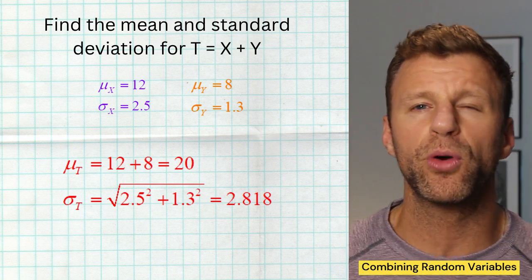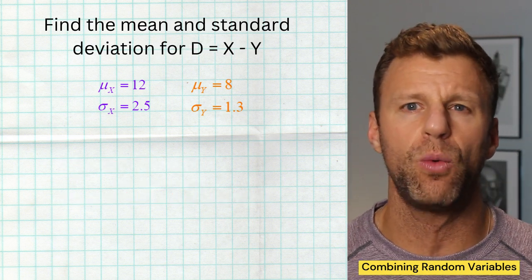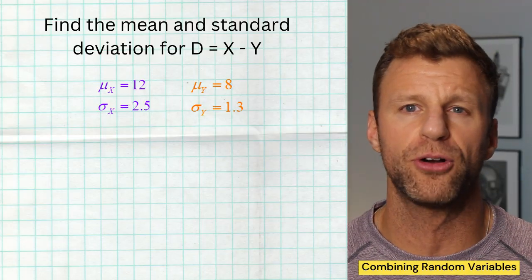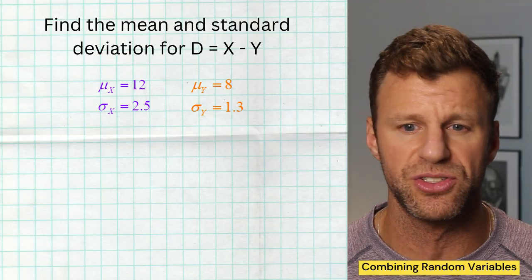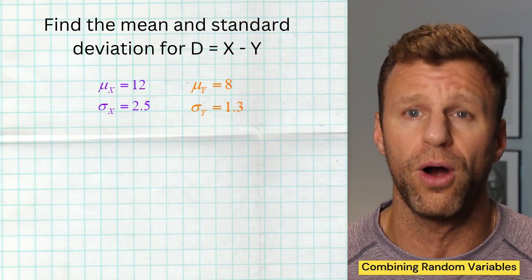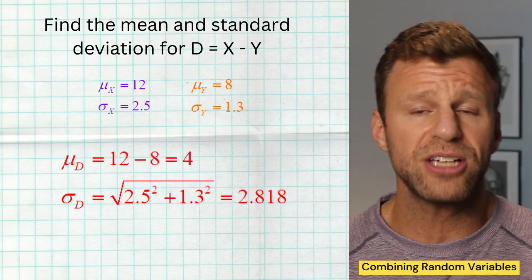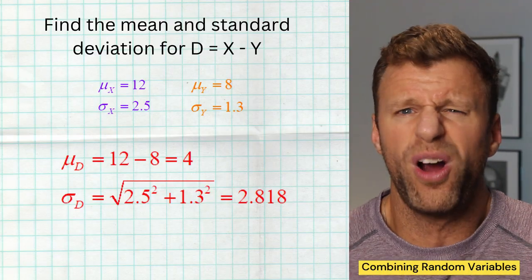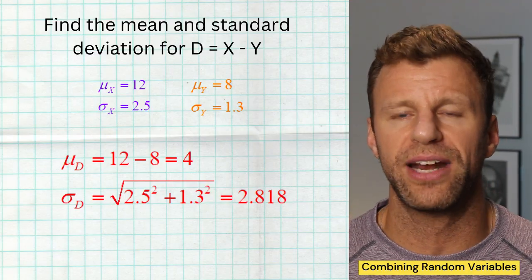Now in this next example, we're going to look at the difference between x and y. As I mentioned, my first rule, you are allowed to subtract means. So what is the difference between the x and y? Well, I expect a difference of 4. X is supposed to be 12, y is supposed to be 8, so the difference is going to be 4. That's so easy. But what about the standard deviation?